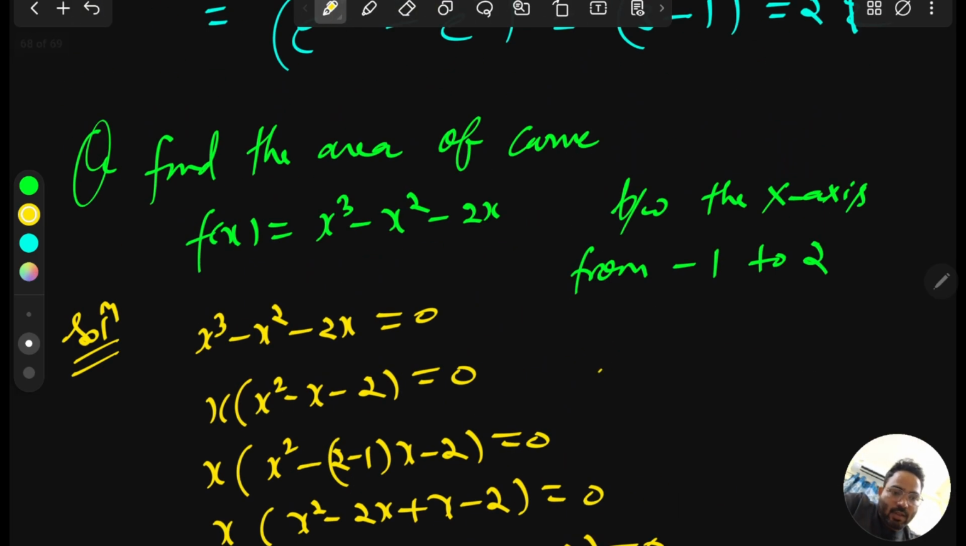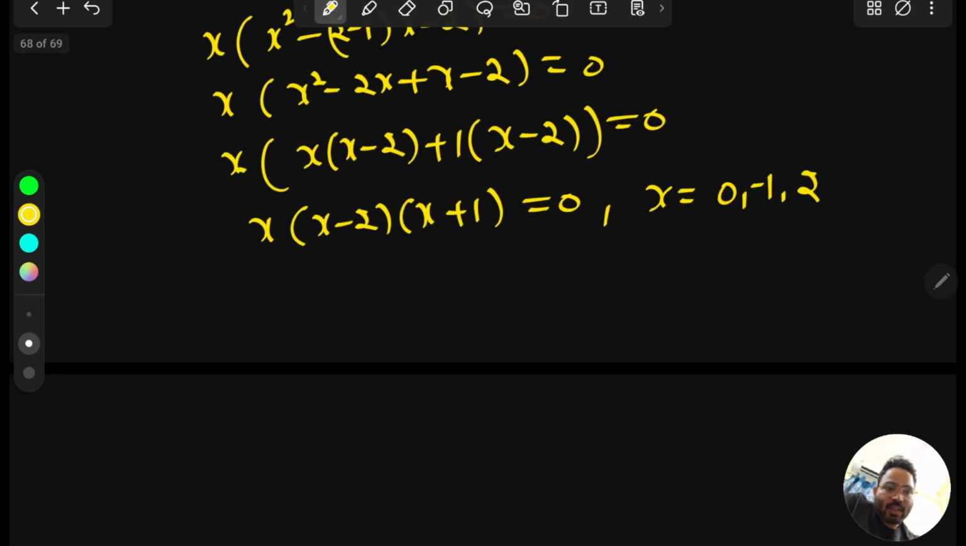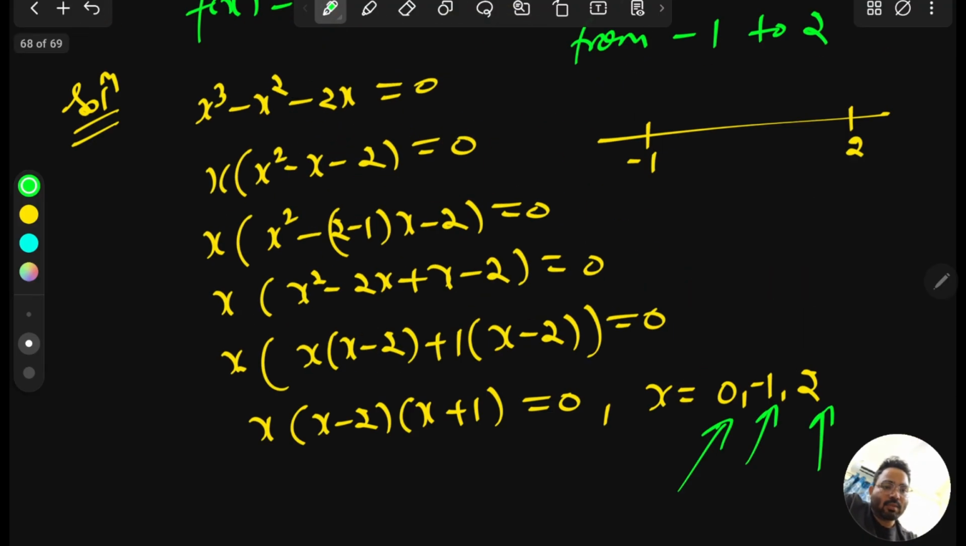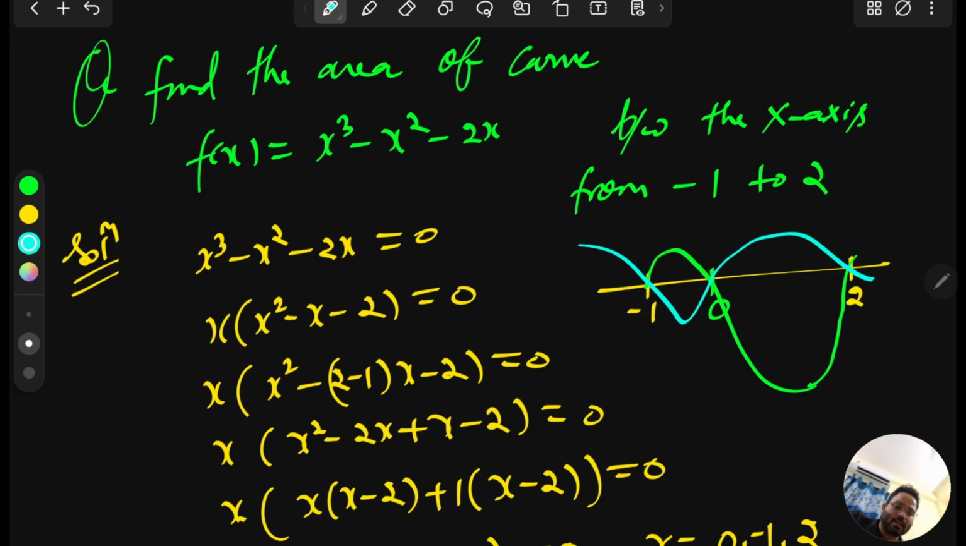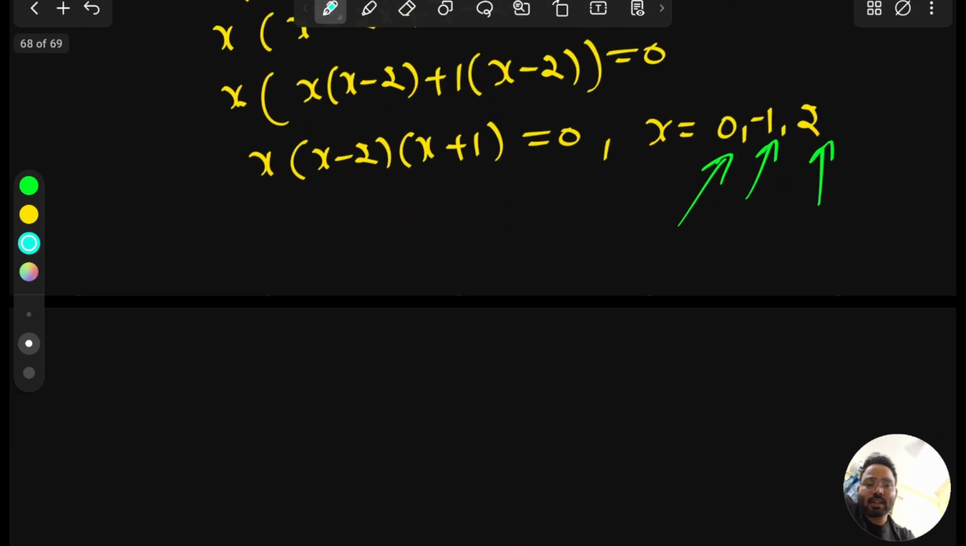So our interval is -1 to 2, and we can clearly see -1 is already there, no problem. 2 is already there, but at 0 this function will change sign. So the graph of this function looks like this, and the graph of the function can be like this also. If you don't know the graph, just find the zeros and divide at those zeros.